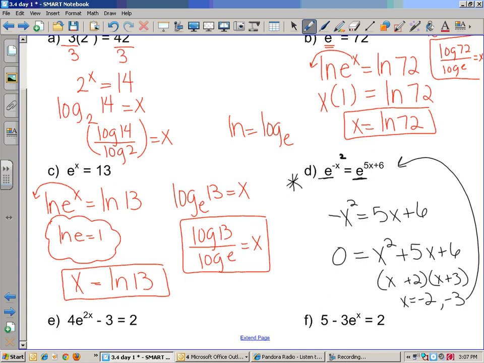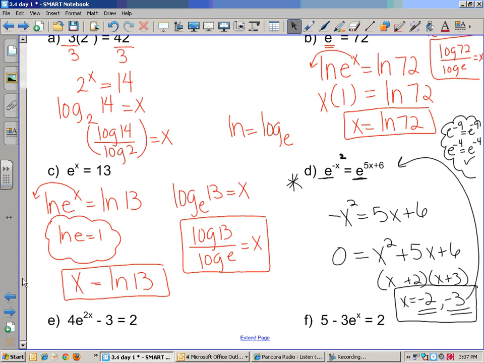When I check both of my answers in my thinking bubble, I get e to the -9 when I plug in -3. Now when I plug in -3, I get -15, I get -9. So this -3 works out. When I plug in -2, I get e to the -4, and that one checks out as well. So we are good. We've checked both answers.